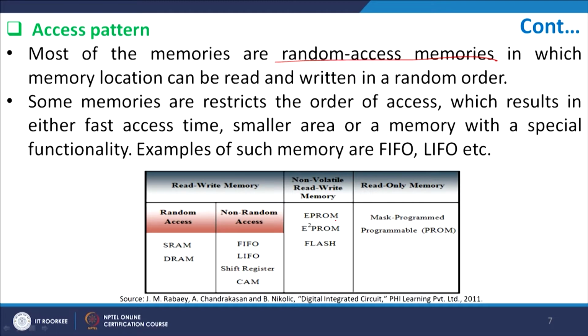However, there are certain memories which restrict the order of access. But then the gain you get out of it is a faster access time and smaller area. For example, FIFO and LIFO are some of the examples. FIFO is first in first out, and LIFO is last in first out.